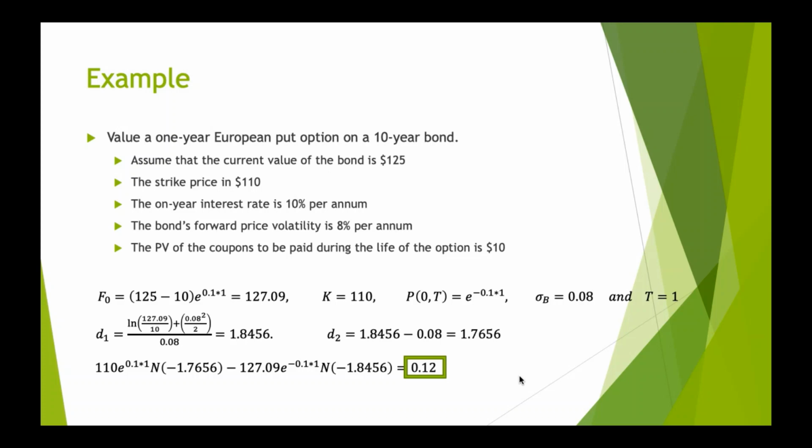So we can find F sub 0, which is 127, this is the forward. We have the strike price, which is 110, and we have the volatility, which is 0.08. Then we can find D1 and D2. And finally, we can see that the put option would be $0.12.